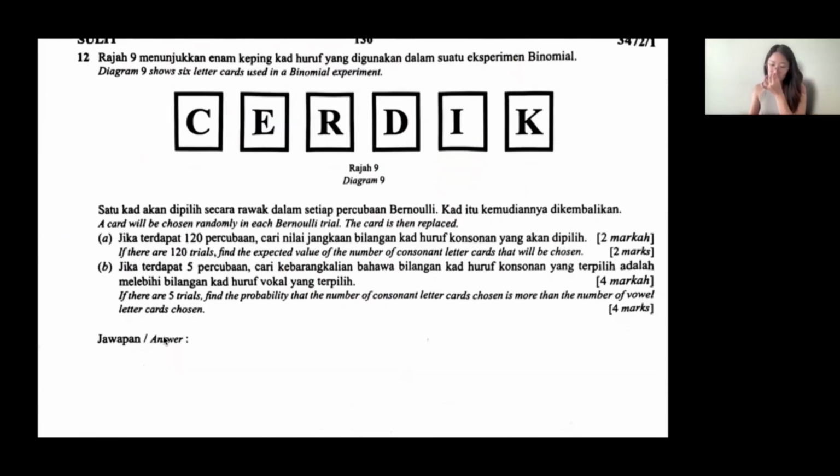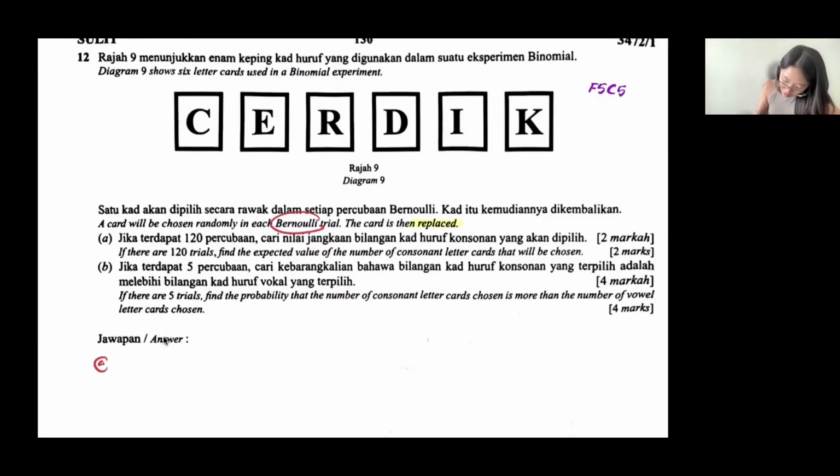Question 12. Diagram 9 shows 6 letter cards used in a binomial experiment. We have the letters from CHURDIK. A card will be chosen randomly in each Bernoulli trial. The card is then replaced. Guys, this is probability distribution, Form 5, Chapter 5. Bernoulli means we are doing binomial distribution.